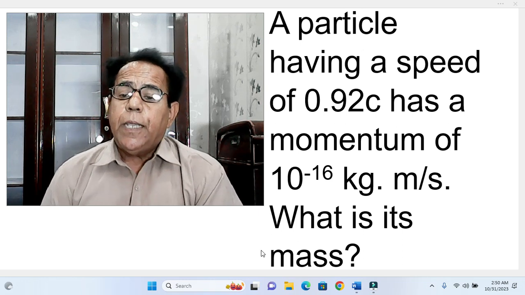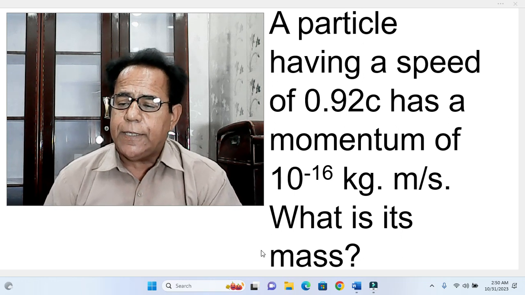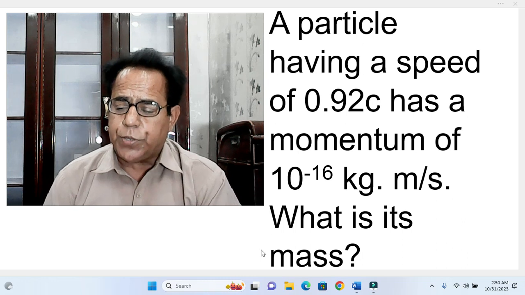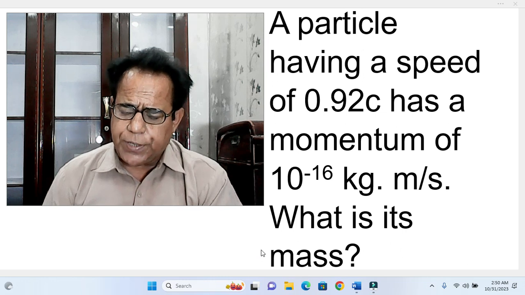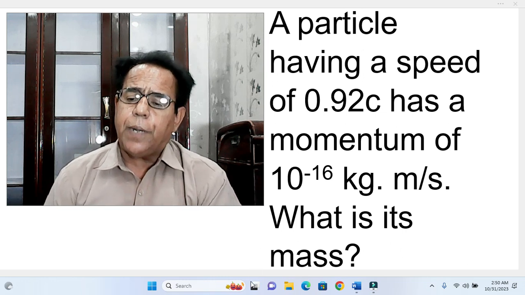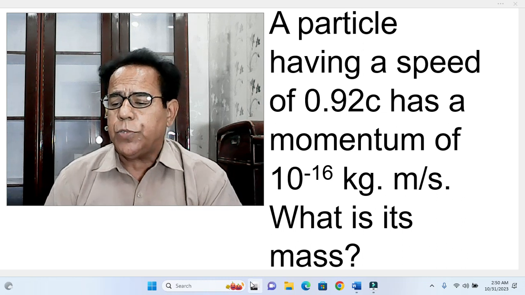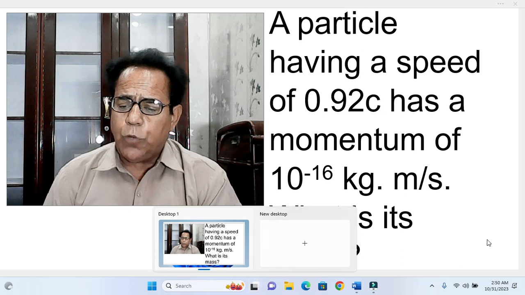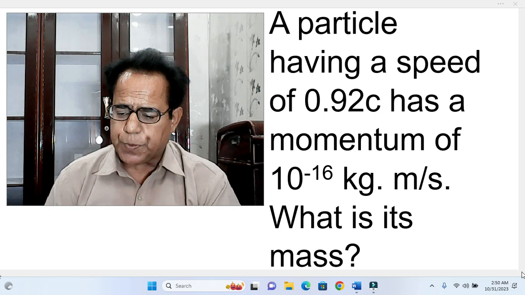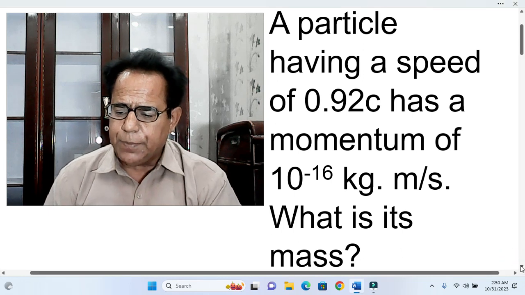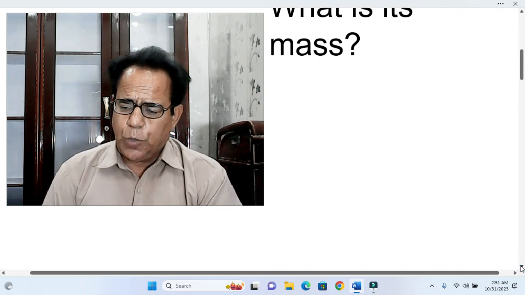A particle having a speed of 0.92 c, where c is the speed of light, which means about 92% of the speed of light, has a momentum of 10 to the power minus 16 kilogram meter per second. What is its mass? A simple problem.